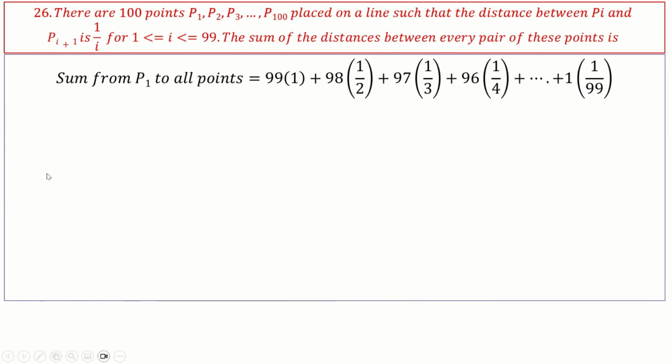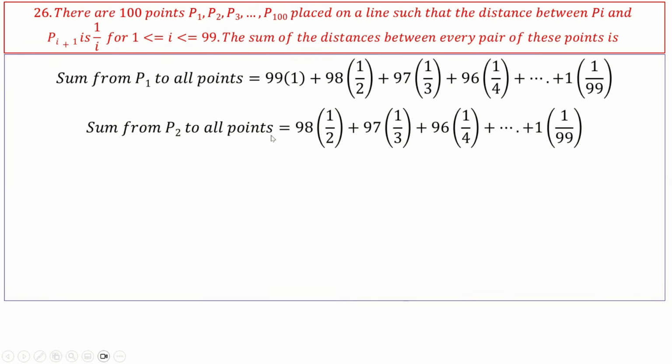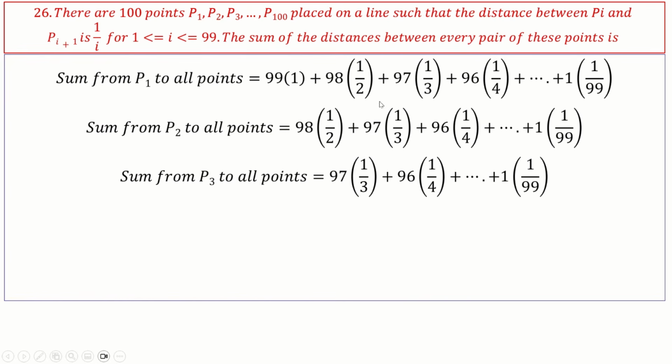Correct. So now put it in the format. From P1, all the points, this is the sum. From P2, this is the sum. Okay, you will have a second option. From P3, you have from 97 onwards. Okay, and so on. Correct.